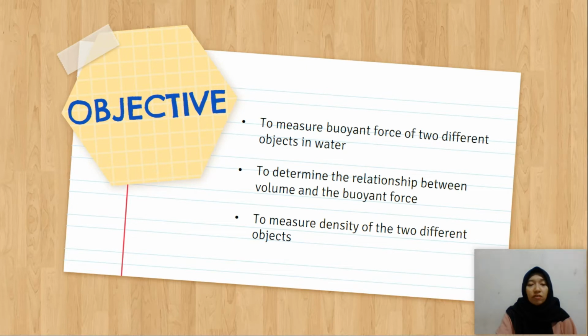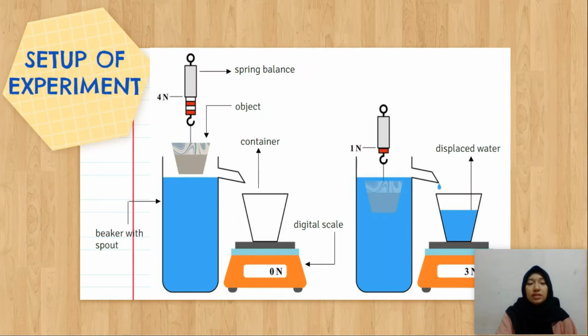The objective of this experiment is to measure the buoyant force of two different objects in water. Next is to determine the relationship between volume and the buoyant force, and lastly to measure the density of the two different objects. This is the setup of the experiment, which includes the spring balance, object, container, beaker with spouts, digital scales, and also the displaced water.